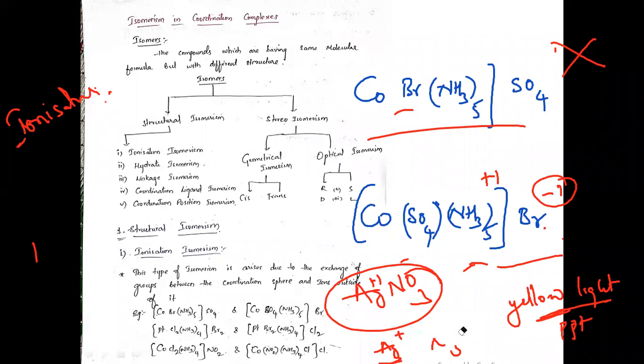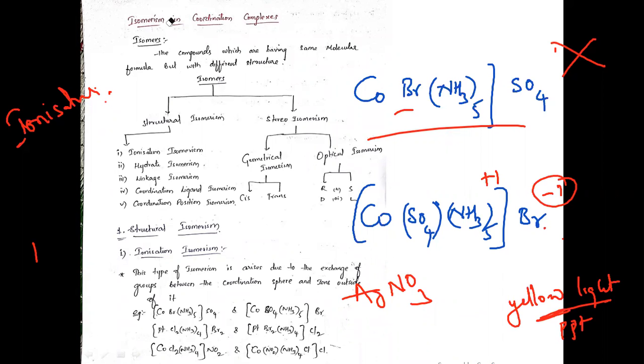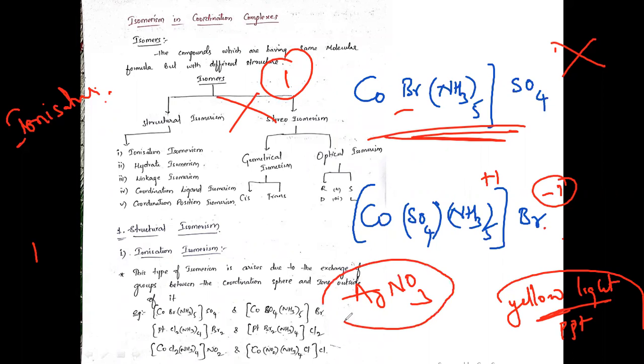So that you should understand here. Whenever AgNO3 reacts with this below compound, you know that you will get a yellow PPT like this. But in case of the first complex, it cannot give the yellow PPT when it reacts with AgNO3.